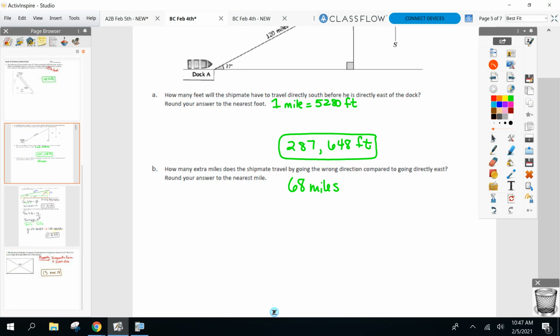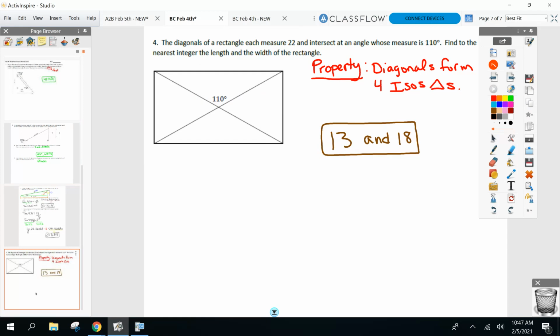Everyone's okay? I can put these back up if anybody needs it. And then finally on number 4, you're dealing with the rectangle. I know it's been a couple units since we discussed properties of a rectangle, but one property you will need here is that the diagonals form 4 isosceles triangles. That'll help you on that one. And the length and the width should come out to be 13 and 18.